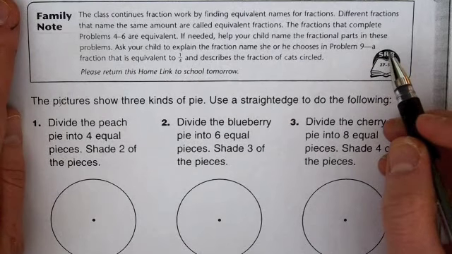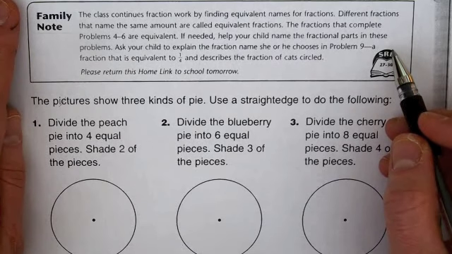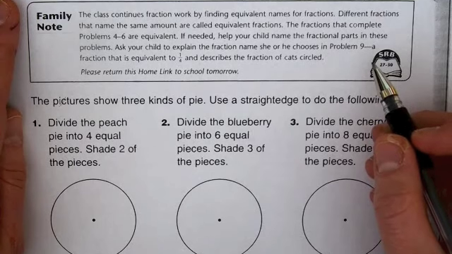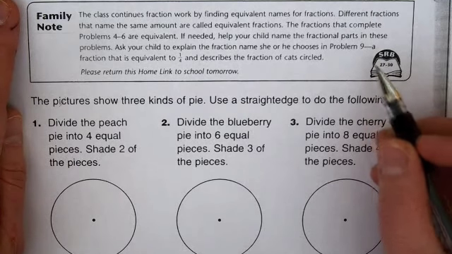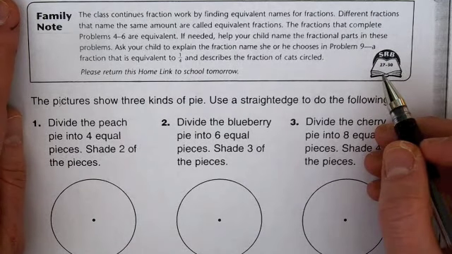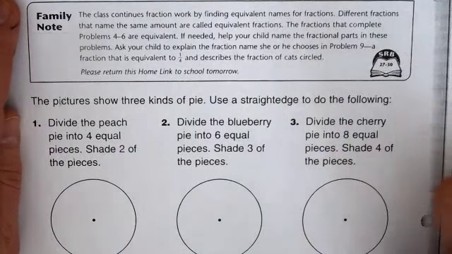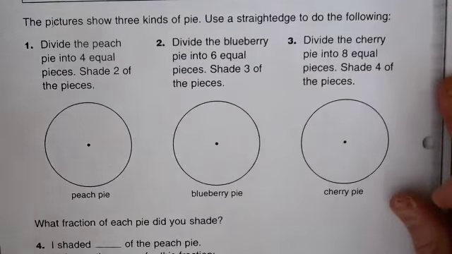If needed, help your child name the fractional parts in these problems. Ask your child to explain the fraction name she or he chooses in problem 9. A fraction that is equivalent to 1 out of 4, 1/4, and describes the fraction of cats circled. So we're going to look at these problems.